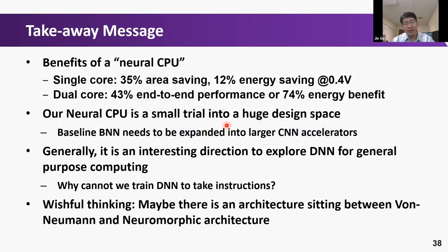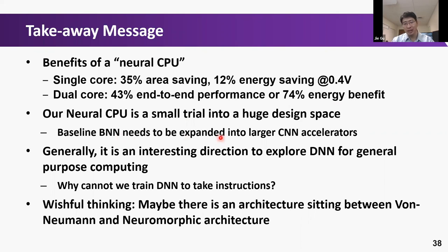Okay, so before I switch gear, I want to just summarize this work. We propose a very unique architecture, which somehow sits between general purpose computing and specialized computing, and we show the benefit in the real-time application, as I have pointed out. But we have to acknowledge that this is just a very small trial into a huge design space. Because I think many of you will probably raise the question: this baseline BN is very simple, and our baseline RISC-V is also very simple.